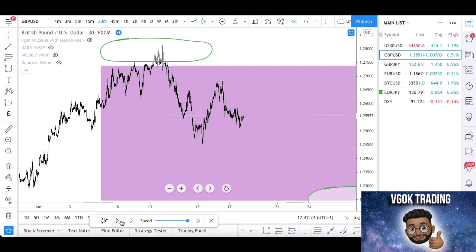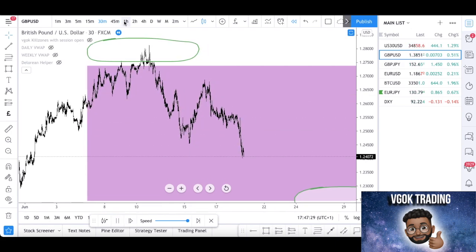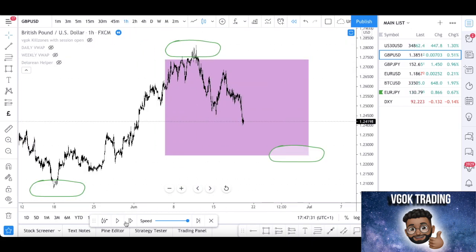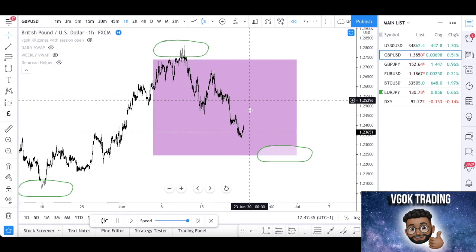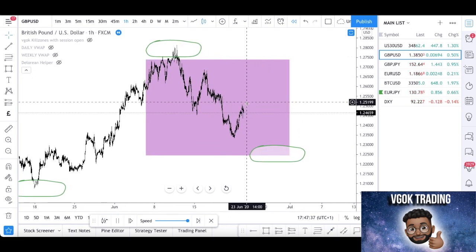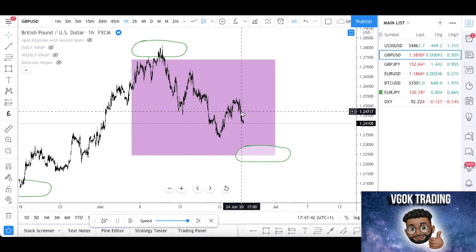Now, if we actually forward the price along, you can start to see it's creating further lower lows. So we had the lower high in here, lower low. So in this, you'd be looking for some sort of sell scenarios. It's creating that nice lower high and lower low formation.